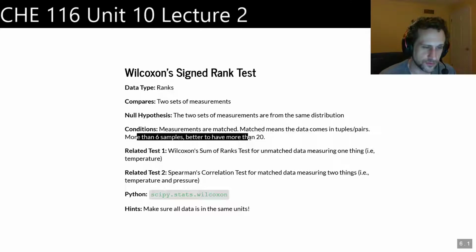Another example would be how many steps you take per day before quarantine and how many steps per day you take after quarantine. That's an example of things which are paired, because each number of steps is about you personally, before and after.